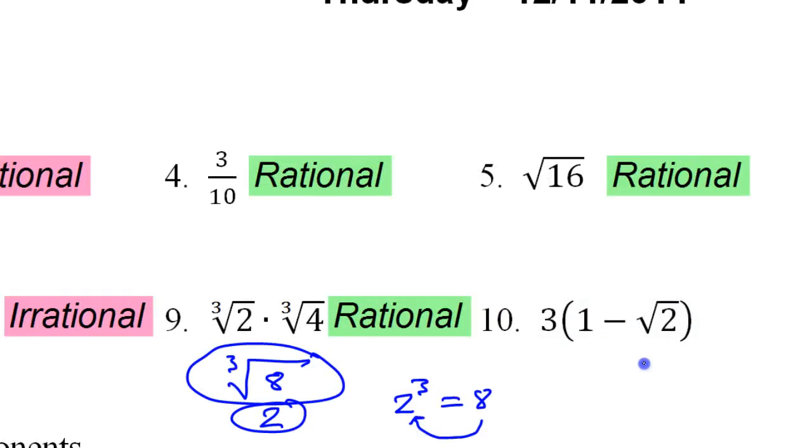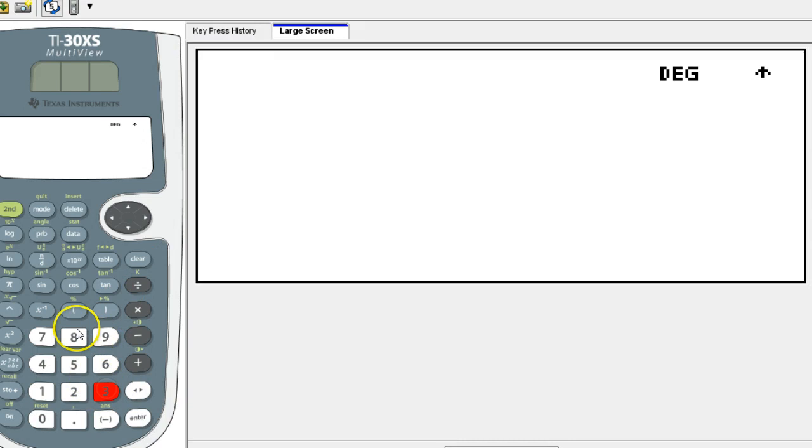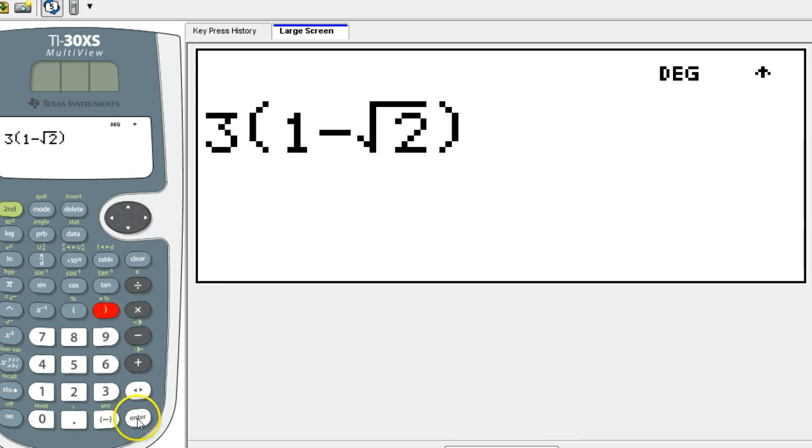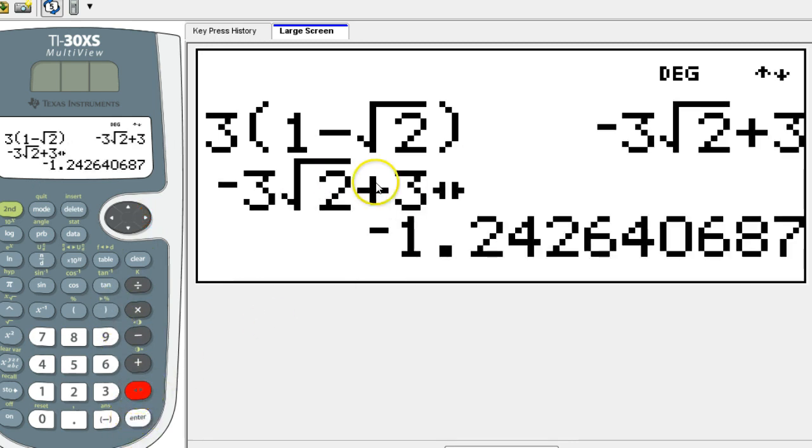Okay, what about the last one, number 10? Number 10 is definitely going to be irrational because of that square root of 2 in there. There's nothing we can do with that. That's not going to simplify or anything. That's going to be a decimal that goes on forever and does not repeat. If you weren't sure, you could use your calculator to give you a clue by typing it in. If we do 3 times 1 minus the square root of 2 and toggle it, you see it doesn't simplify. You just get negative 1.2426 and it goes off the calculator, and believe me, it will go on and on forever without repeating, like all of these square root numbers do.